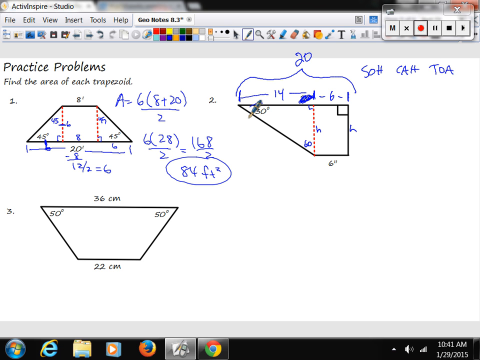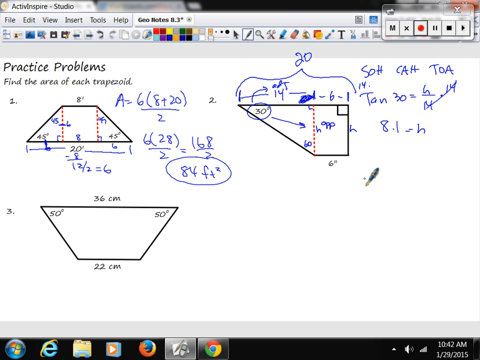And in this 30-degree angle, the H is my opposite, and the 14 is my adjacent. So I got to OA, I got to use TOA. I don't have the H, so I don't need the SO or the CA. So I got to do tangent of 30 equals the H over 14. You're going to multiply by 14 on both sides. So you're going to get 8.1 when you do that in your calculator.